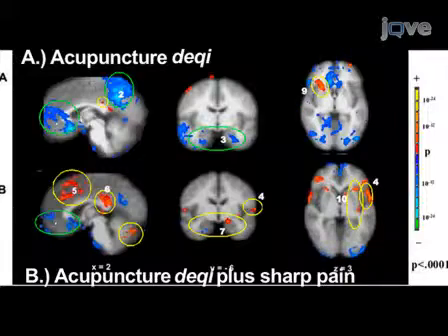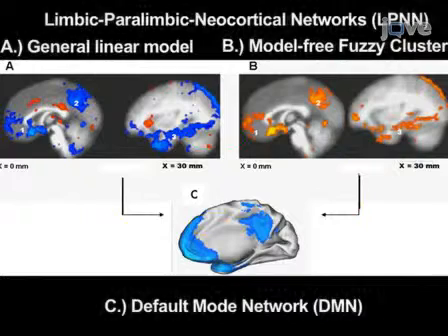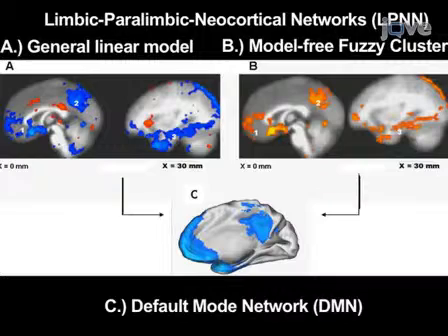Here we see overlap of limbic-paralimbic neocortical networks, or LPNN, from 48 subjects during acupuncture stimulation with the default mode network, or DMN. The clusters of deactivated regions during acupuncture stimulation in the medial prefrontal cortex, medial parietal cortex, and temporal lobe of the LPNN by general linear model analysis and by model-free fuzzy cluster analysis showed marked similarity with the core regions of the DMN.